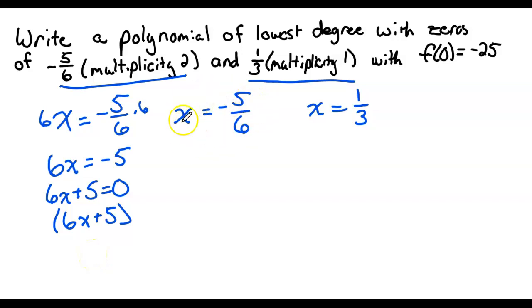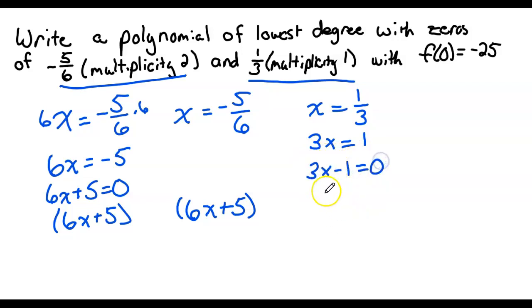Well, since we have it twice here, we know that the second one is going to be the exact same thing, because we have that multiplicity for the negative 5/6. I'm going to do the exact same thing with this x is equal to 1/3. I'll multiply both sides by 3. I'll get 3x is equal to 1. I'll subtract the 1 from both sides. I'll get 3x minus 1 is equal to 0. So this factor, 3x minus 1.